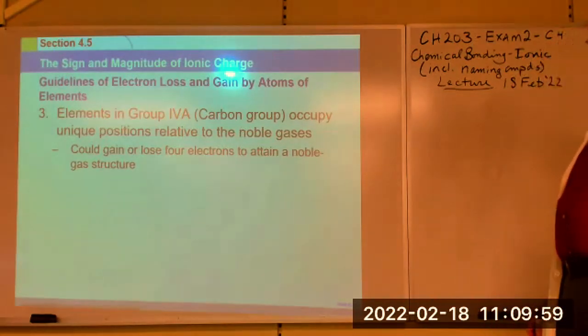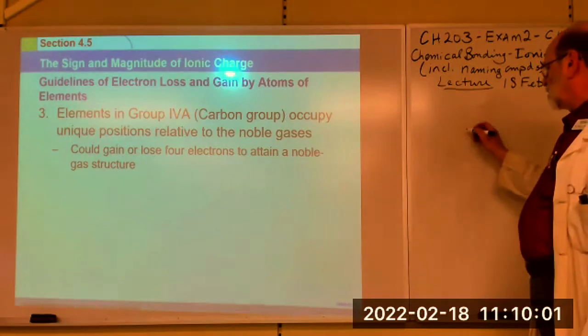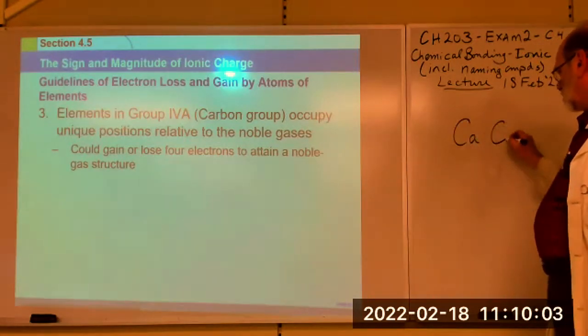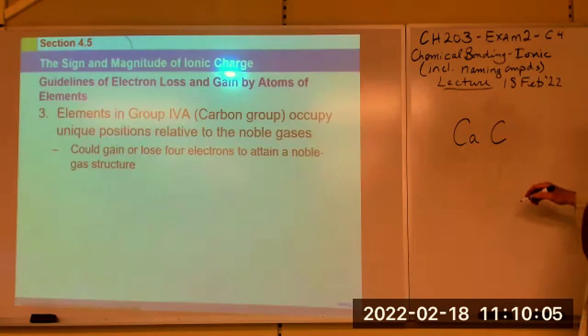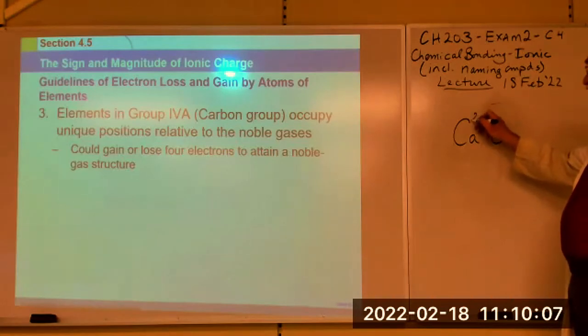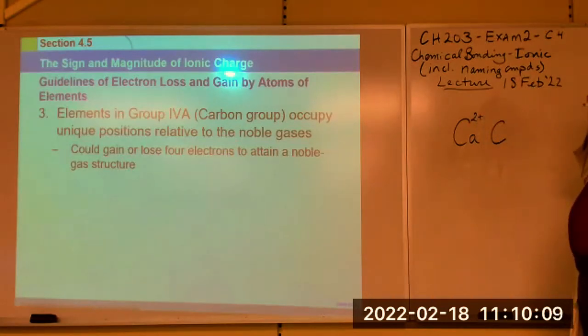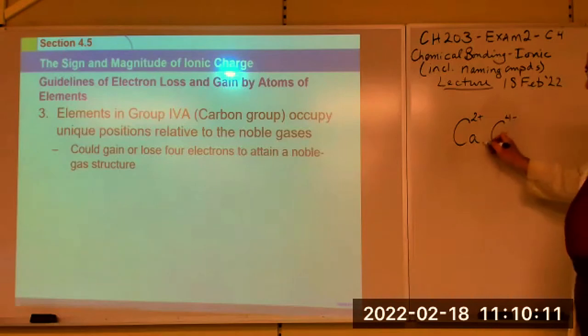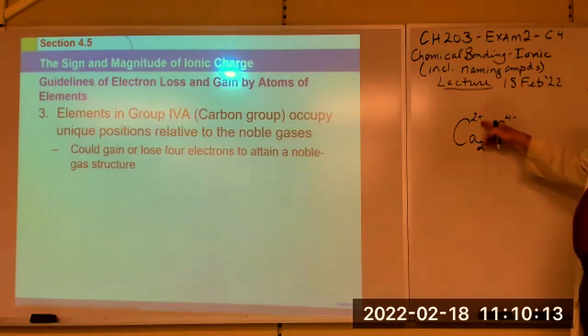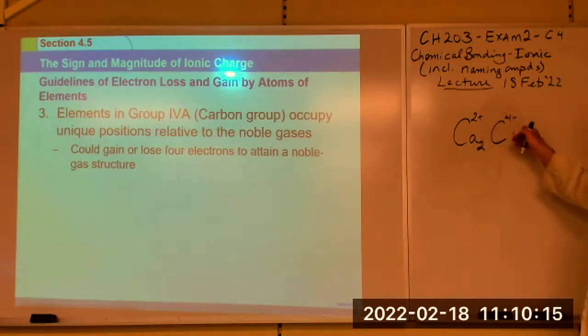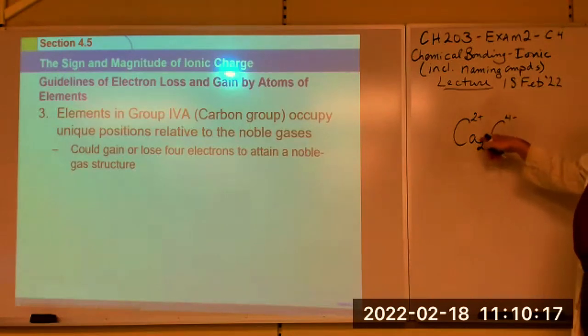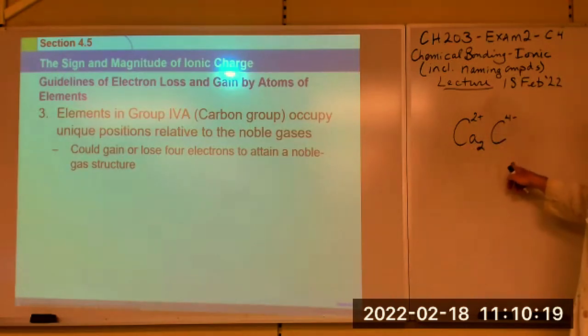So let's see. It's a good example. Calcium carbide. With calcium carbide, this would form a 2+. This would be a 4-. That means we need 2 of these to give you the 4+ to balance that 4-. So calcium carbide would be Ca2C.